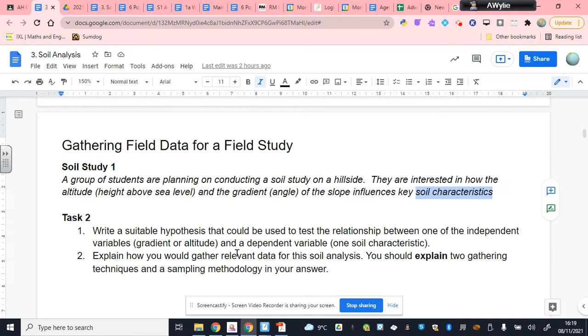And when we think about the soil characteristic, we might therefore be talking about maybe the organic content or the pH or the moisture content. All of these things might change the higher up above sea level you are. So that would be testing the altitude.